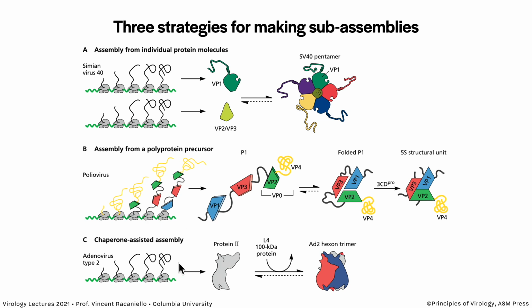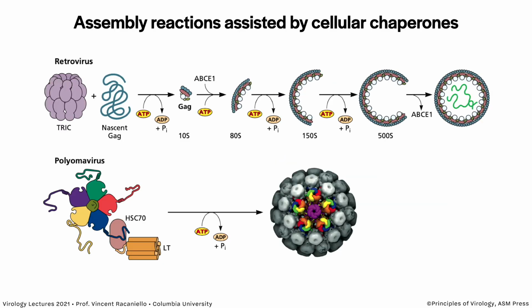And finally, in all these processes, chaperones are important. Chaperones are other proteins that help assemble proteins, fold them, multimerize, associate in different ways. Here's an example of a viral protein that's a chaperone. This L400 kilodalton protein assists protein 2 into trimerizing to form the hexon, which is the subunit of the virus particle. So that's an example of a viral chaperone, but viral assembly also depends on cellular chaperones.